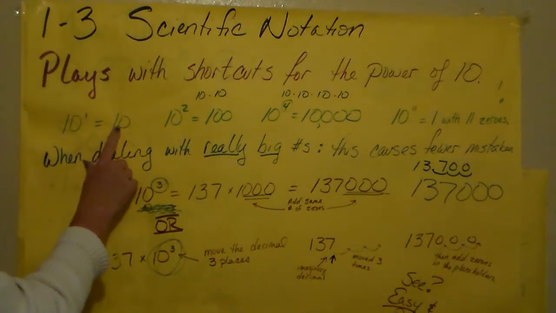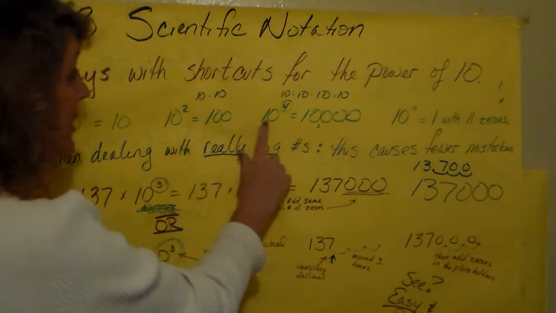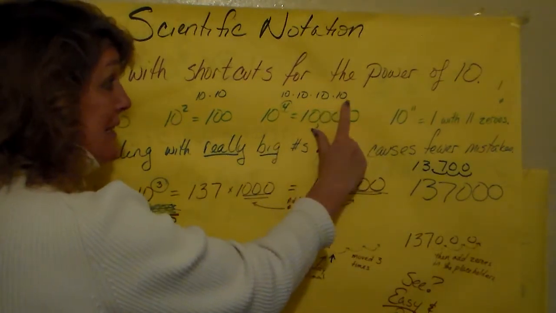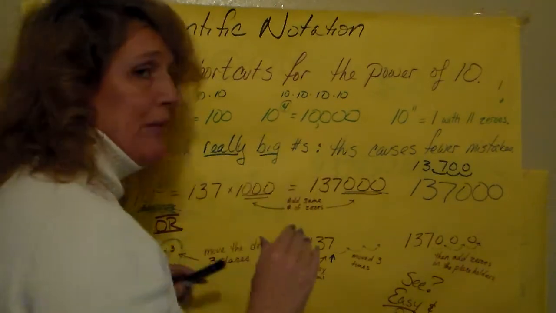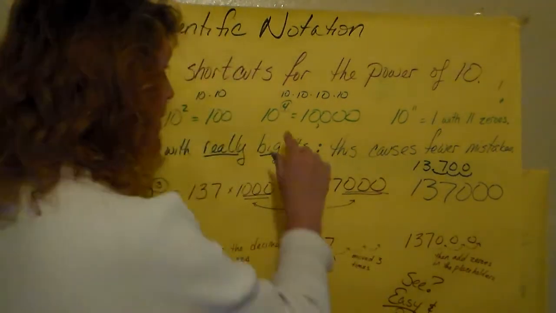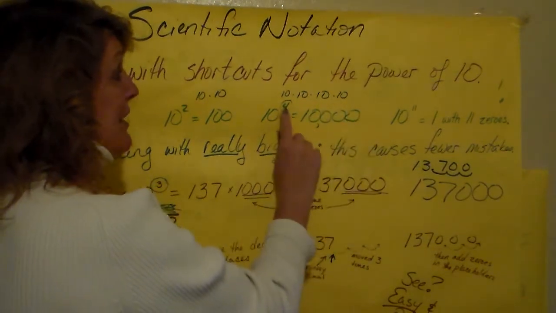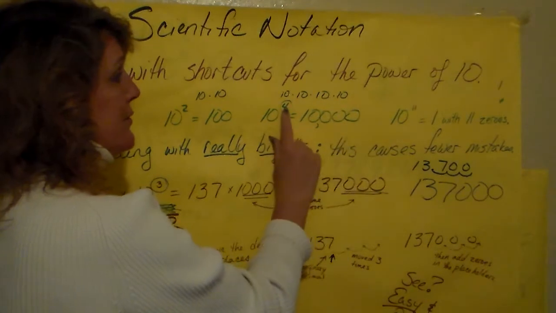10 to the 1 is 10. 10 to the 2 is really 10 times 10, which is 100. 10 to the 4 is 10 times 10 times 10 times 10. And with tens, it's great because every time you multiply something by 10, you just add a 0 to it. So 10 times 10 is 100, times 10 is 1,000, times 10 is 10,000. I can just count the zeros.